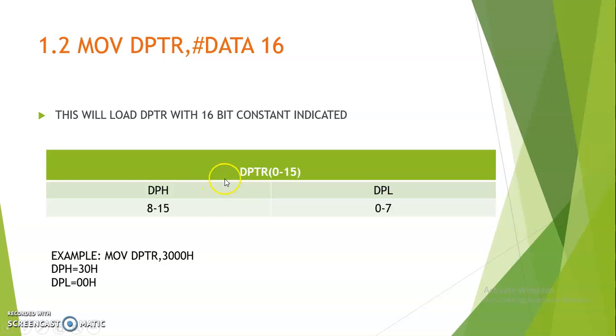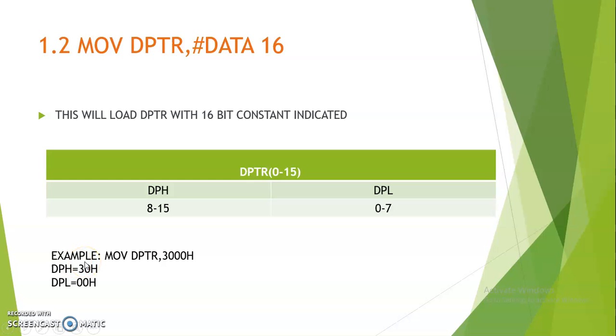You must know what DPTR is: the data pointer register, which is 16 bits, from bit 0 to 15. It has the higher-order byte, DPH, and the lower-order byte, DPL. DPH is 8 bits and DPL is also 8 bits. In total DPTR is 16 bits. DPL is 8 bits from 0 to 7, and DPH is 8 bits again from 8 to 15.